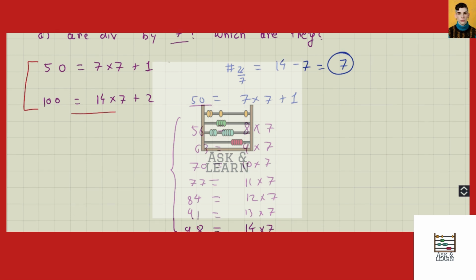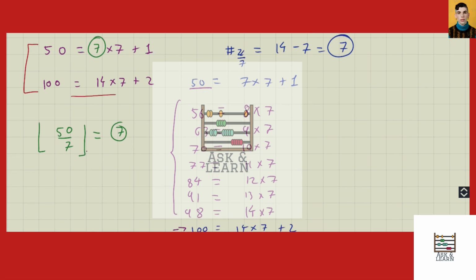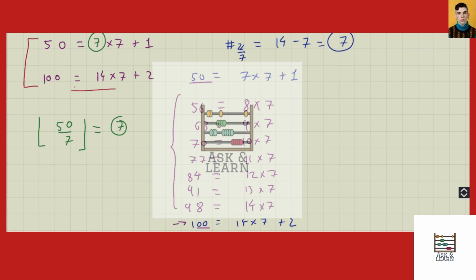Another way to do this kind of exercise is considering the floor function. Basically you can define the lower bound by taking 50 divided by 7 and the floor function of this number, and this is going to be equal to 7. This 7 is the 7 that appears in this part. Or also you can consider just the division without considering the remainder. And here you're going to take 100 divided by 7 and the floor function, that is equal to 14.